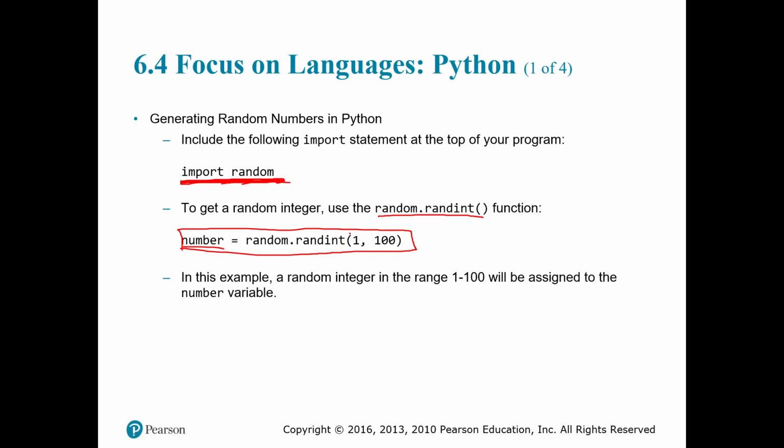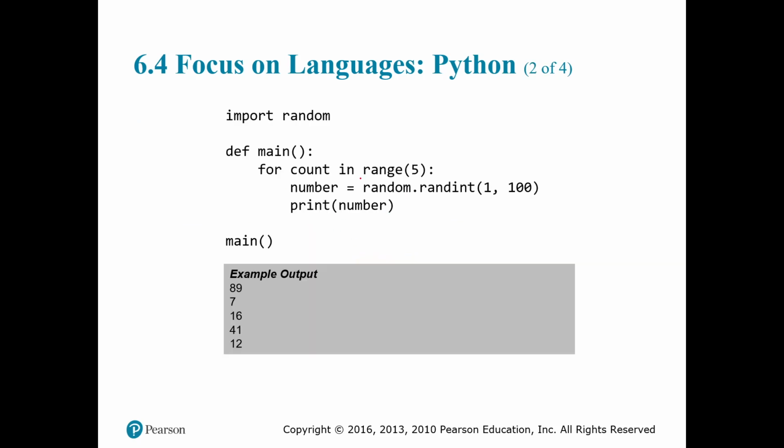random.randInt. Then you open your parentheses and then you put your range, in which range you want that random number to come from. So for this function, they used 1 through 100. So the lowest number that you can get is 1 and the highest is 100. But it's totally random. Here's what it would look like in code.